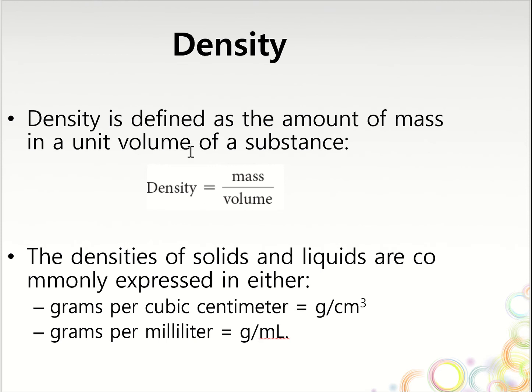For density, density is defined as the amount of mass in a unit volume of a substance. So density is mass per unit volume. The densities of solids and liquids are commonly expressed in either grams per milliliter or grams per cubic centimeter, right? As we know from the previous slide, it's the same thing.